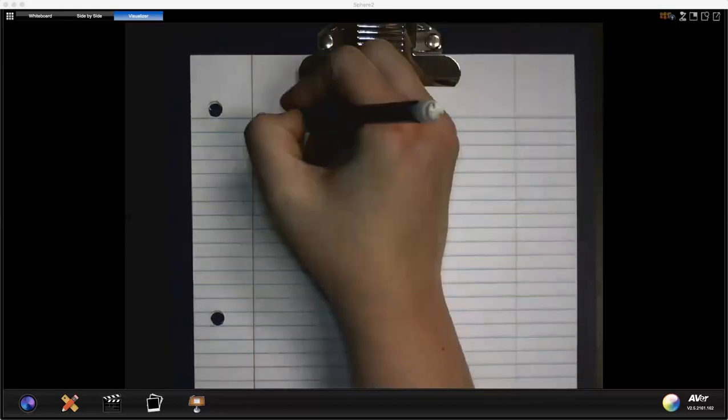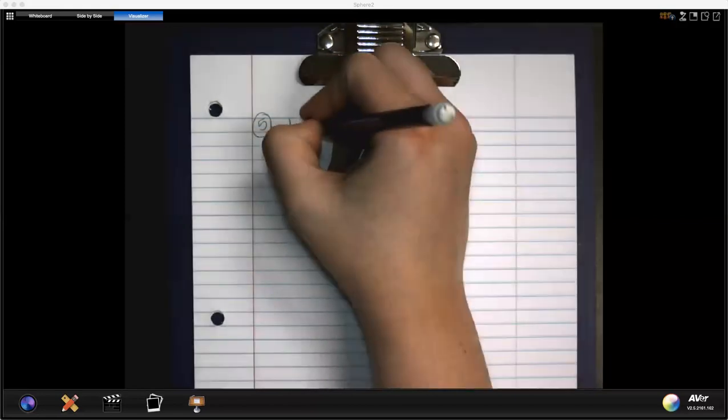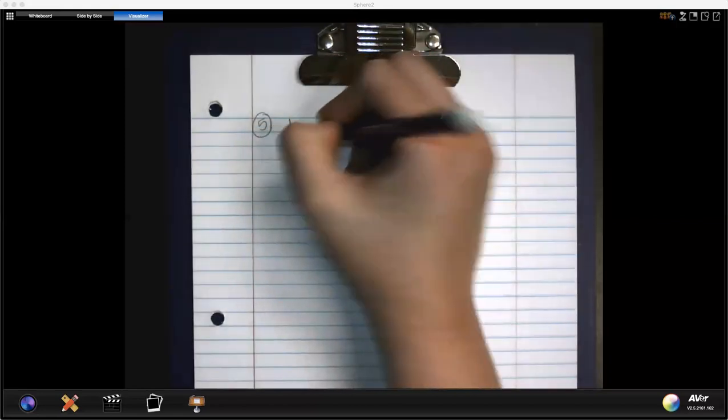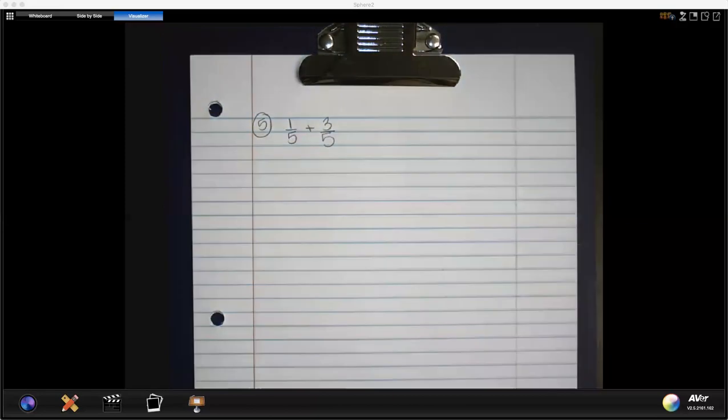Okay. Number 5, 1/5 plus 3/5. What are the rules when adding fractions? You don't add the top when what is true? You only add the top when the denominators are the same. Good. So when you have common denominators, you only add the numerators. You only add the top. If you need to write that note to yourself, feel free.